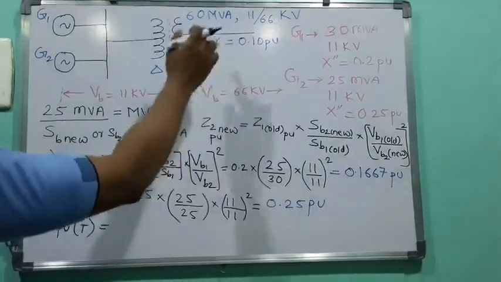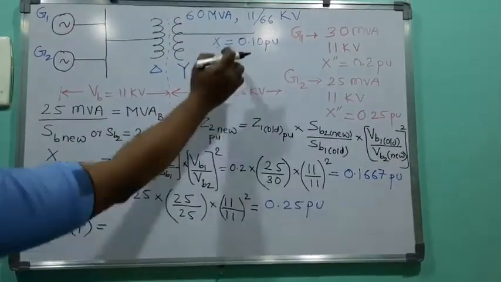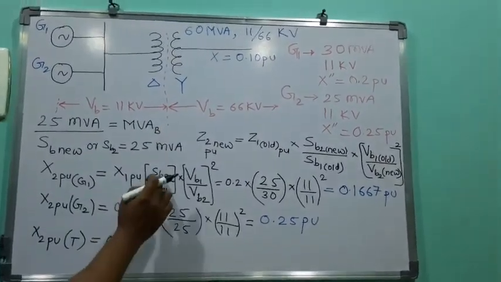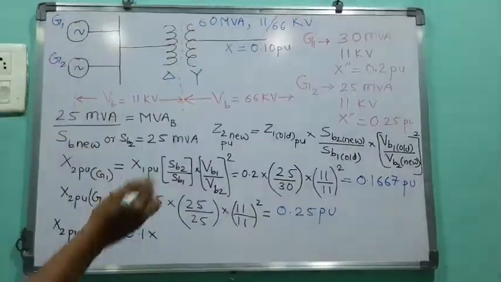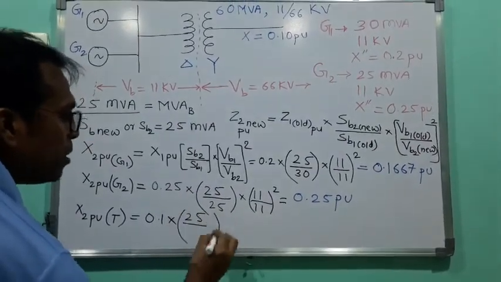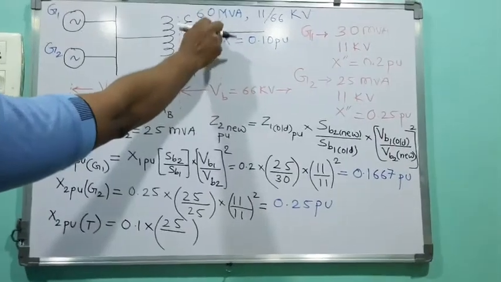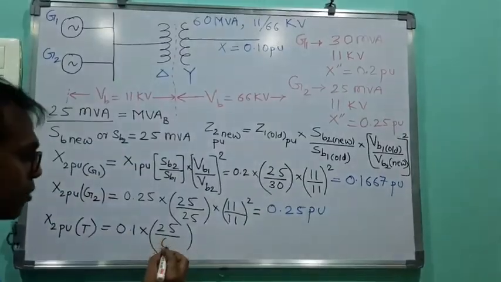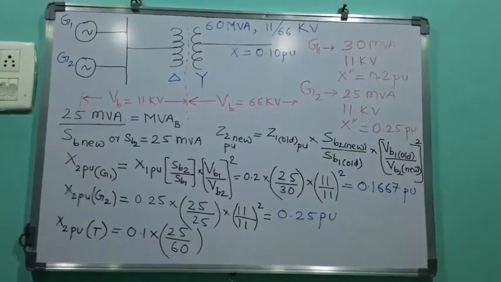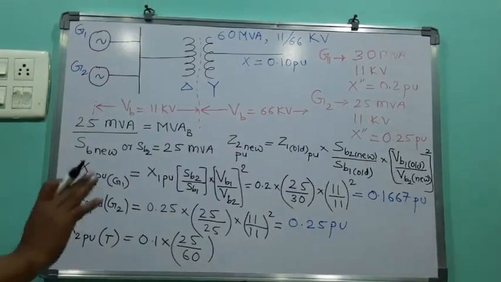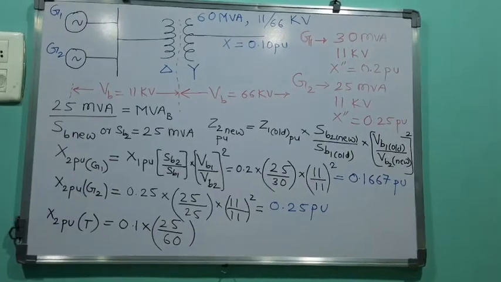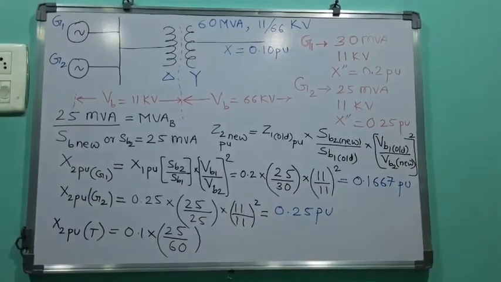Okay. Now see the rating. What is the x value? The x value is 0.1. So it is 0.1 multiplied by SB2 for this transformer. SB2 is again the same, that is 25, divided by the rating S for the transformer. S is 60. So 25 divided by 60. Now the base value: your base is 66.